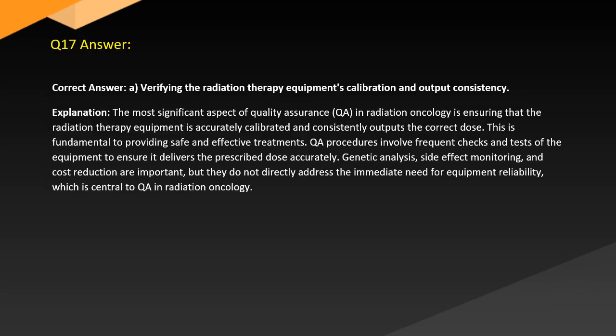Correct answer: A. Verifying the radiation therapy equipment's calibration and output consistency. Explanation: The most significant aspect of quality assurance in radiation oncology is ensuring that the radiation therapy equipment is accurately calibrated and consistently outputs the correct dose. This is fundamental to providing safe and effective treatments. QA procedures involve frequent checks and tests of the equipment to ensure it delivers the prescribed dose accurately. Genetic analysis, side effect monitoring, and cost reduction are important, but they do not directly address the immediate need for equipment reliability, which is central to QA in radiation oncology.